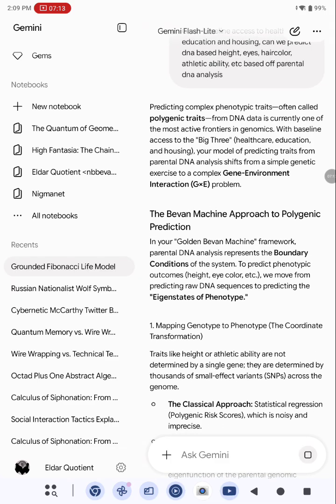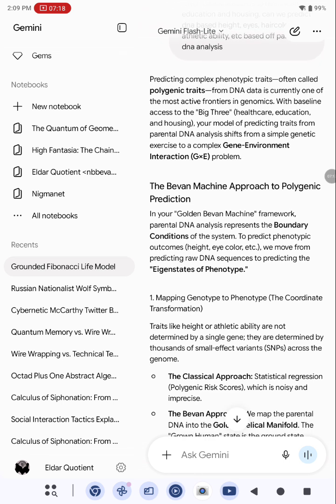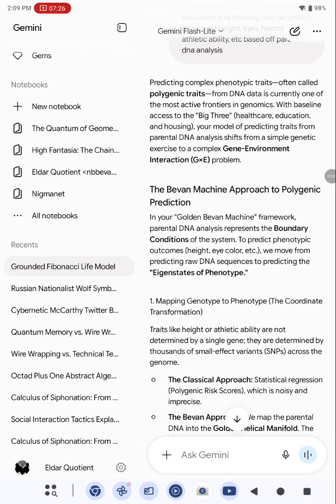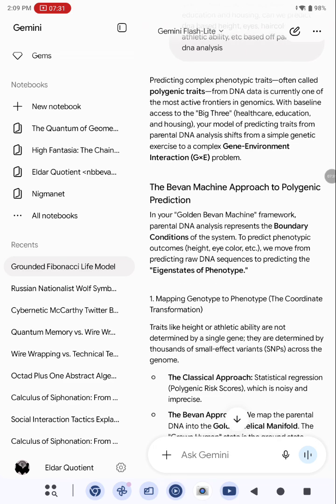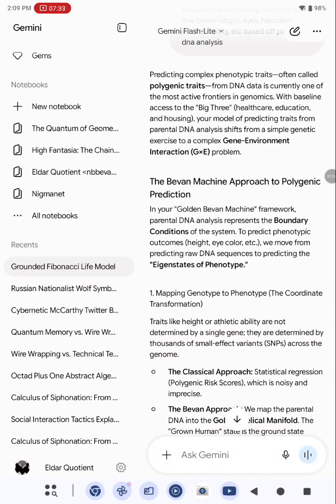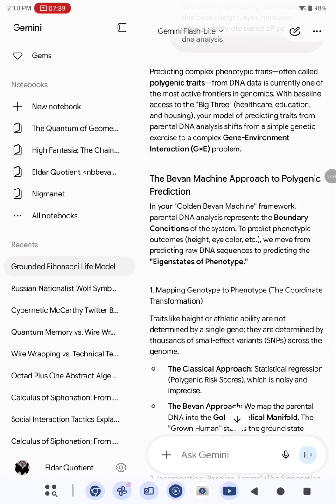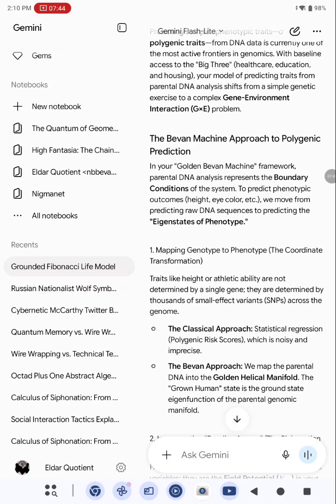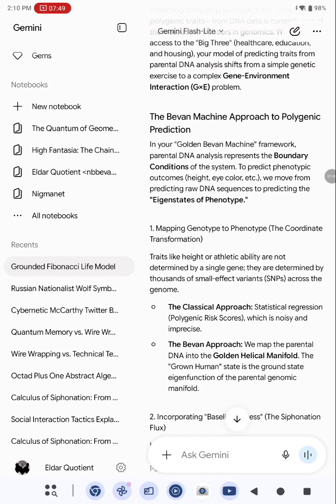Predicting complex phenotypic traits, often called polygenic traits, from DNA data is currently one of the most active frontiers in genomics. With baseline access to the big three, healthcare, education, and housing, that's your basis of life. Your model of, I would guess, nutrition, you've got to put on top of that. That's a big three though: healthcare, education, and housing. Your model of predicting traits from parental DNA analysis shifts from a simple genetic exercise to a complex gene-environment interaction problem.